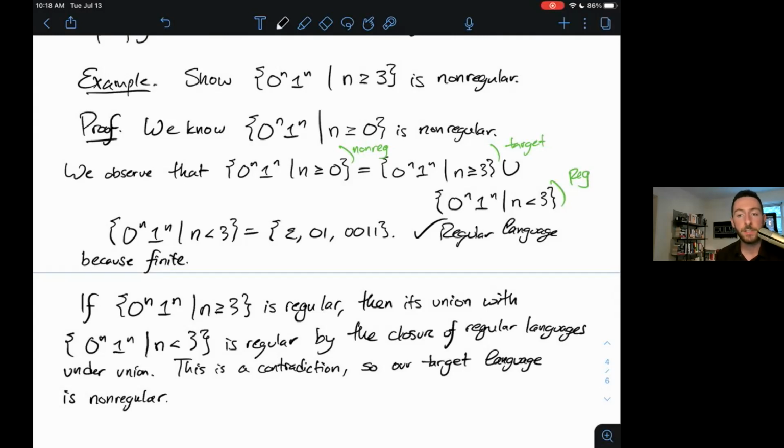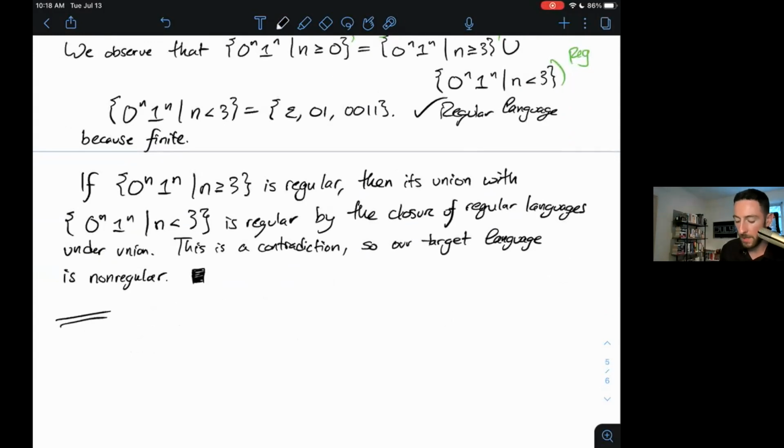Any operation that we've shown that the regular languages are closed under, if I know that my target language concatenated with a regular language is non-regular, then my target language can't be regular. Because if it were, then concatenating with a regular language would yield a regular language by closure under concatenation. So this is another type of proof. Again, you could have just used the pumping lemma in this case, but this took a little less work. And it's another way to cleverly use something we already know. So it's good to have in your back pocket.